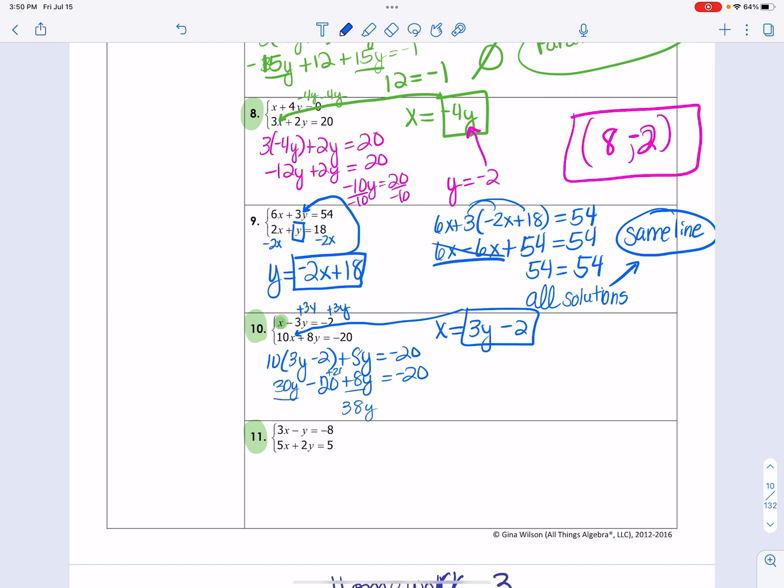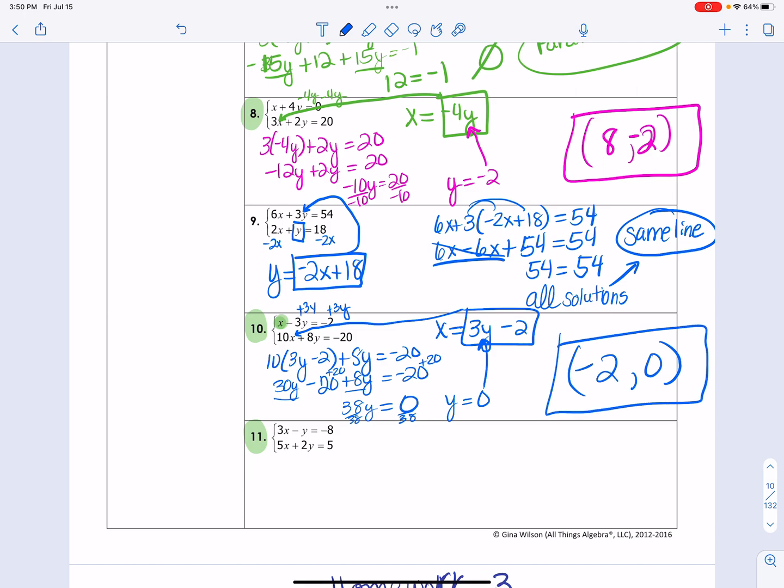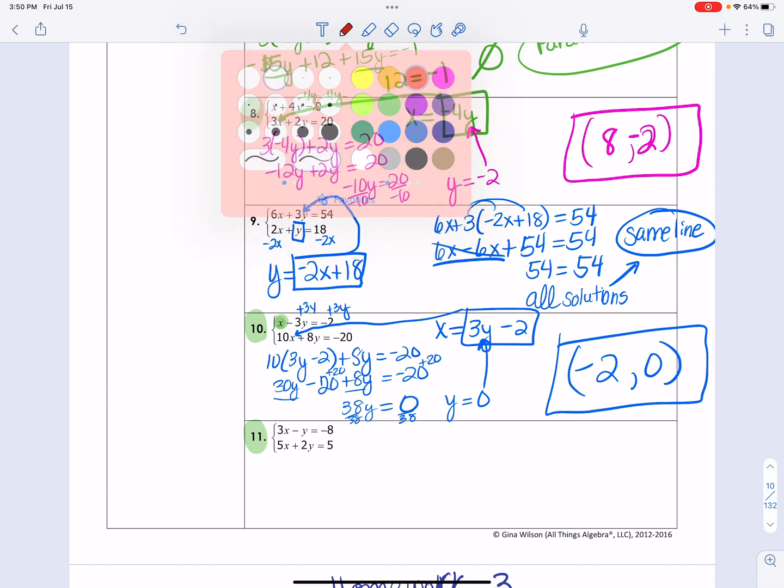I add 20 to the other side, and kids are like, oh, it's no solution. No, my y's didn't cancel. You have a 0 there. You can divide by 38, and that's saying y equals 0. These actually hit at 0. So I'm going to take the 0 and plug it in. 3 times 0 is 0, 0 minus 2. So they hit here. My y's did not cancel, so you're not going to get all solutions or no solutions if they don't cancel.